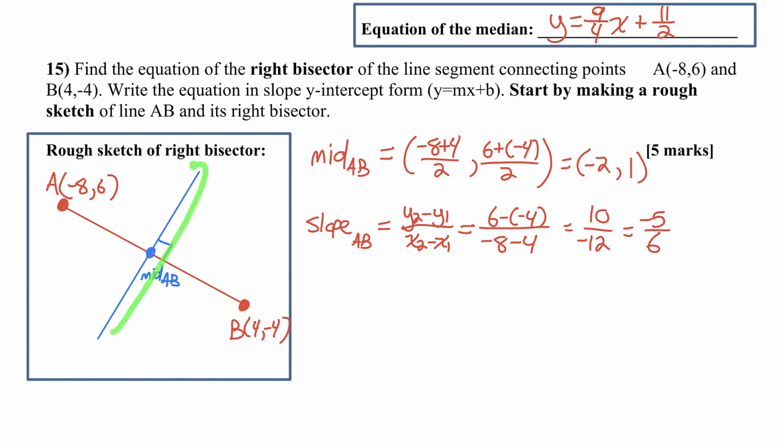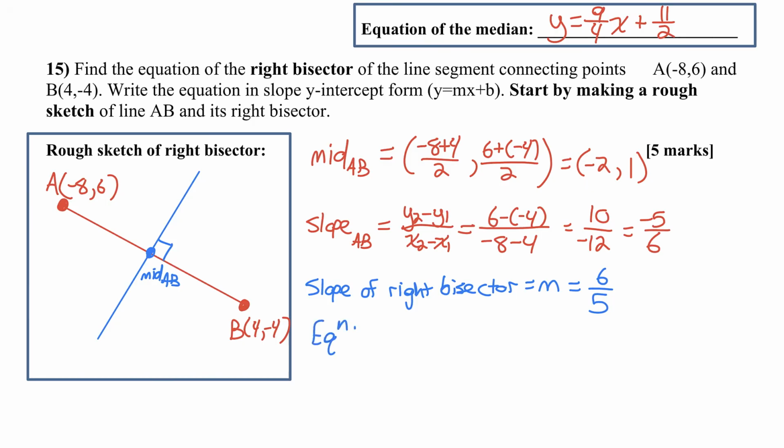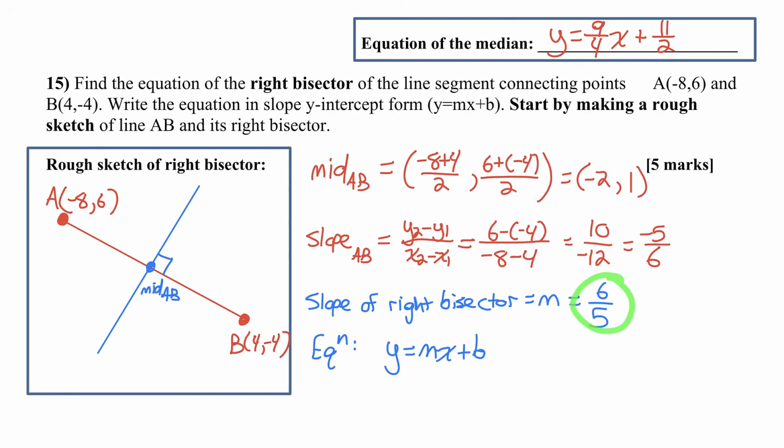The slope of the right bisector would be the negative reciprocal of negative 5 over 6, which means flip it and change the sign. So I'll make it positive 6 over 5. Now I can write the equation of the right bisector in the format y equals mx plus b by subbing in the slope of the right bisector for m, and the point that is on the right bisector is this point negative 2, 1. I'll sub that in for x and y, and then solve for b.